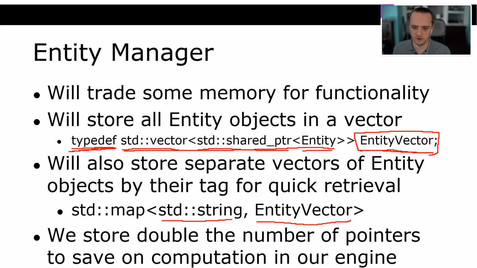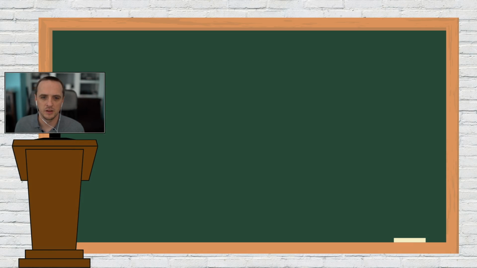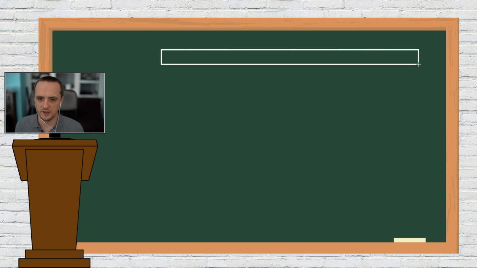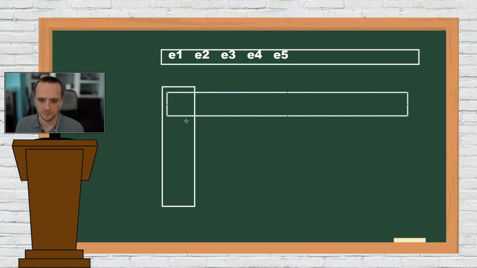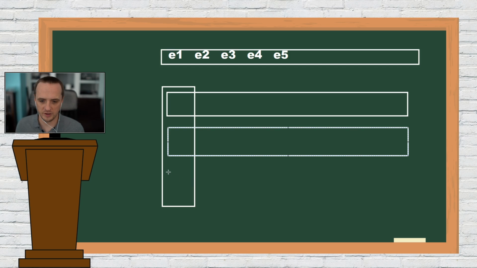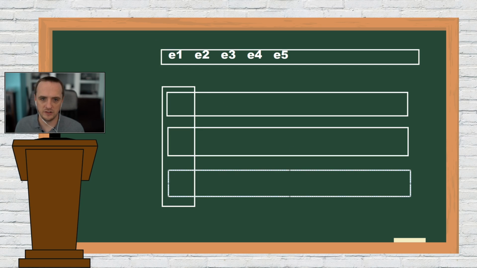So let me just go to my Blackboard here to show you how that's going to work. So the first thing that we'll have is a vector that contains all of the entities, right? So we'll have an entity here, E1, E2, E3, E4, E5, right? This will be our vector of all the entities. And now what we'll have down here is a map, and this is just my visualization of that map, okay?